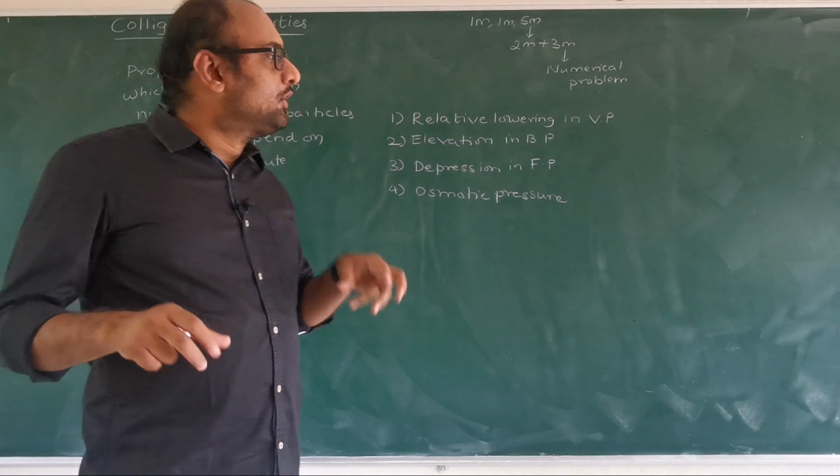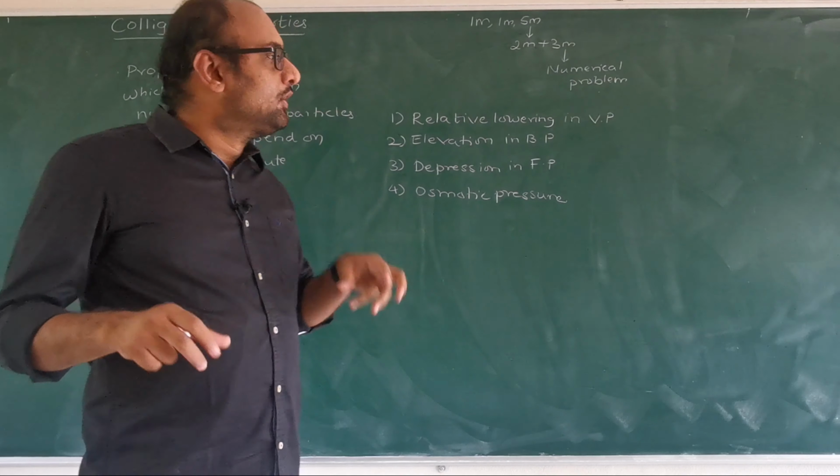We just derived an expression for the molar mass of the solute. It will be equal to the weight of the solute multiplied by the molar mass of the solvent, MA, divided by the weight or mass of the solvent multiplied by the relative lowering in vapor pressure, P naught A minus PA divided by P naught A. So this is the formula for the calculation of molar mass of the solute using relative lowering in vapor pressure.